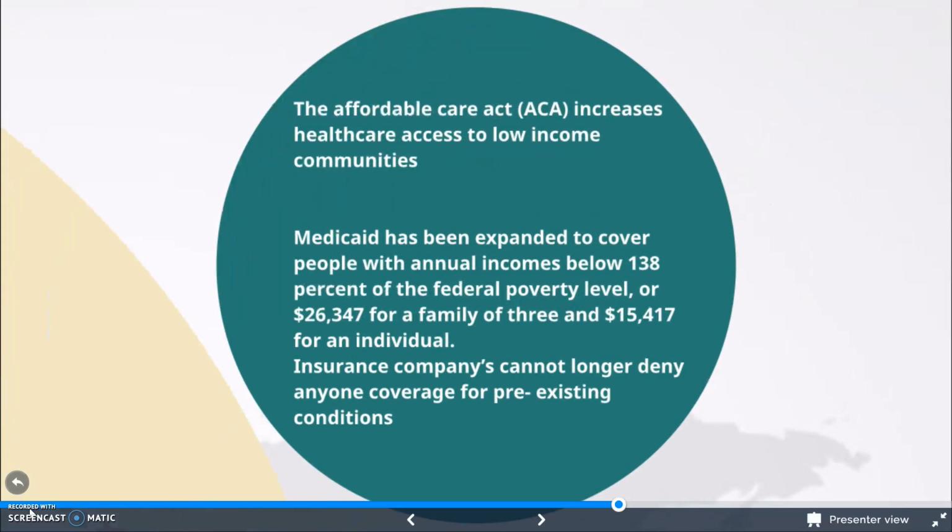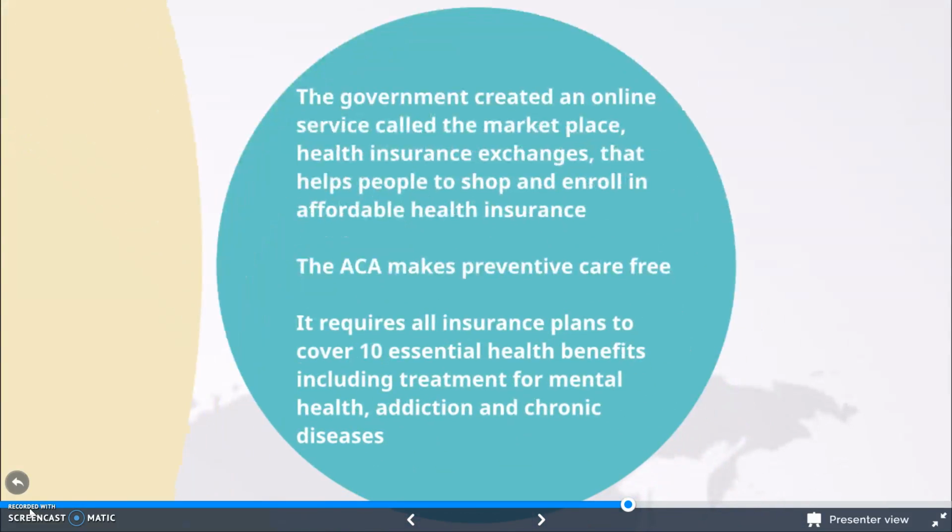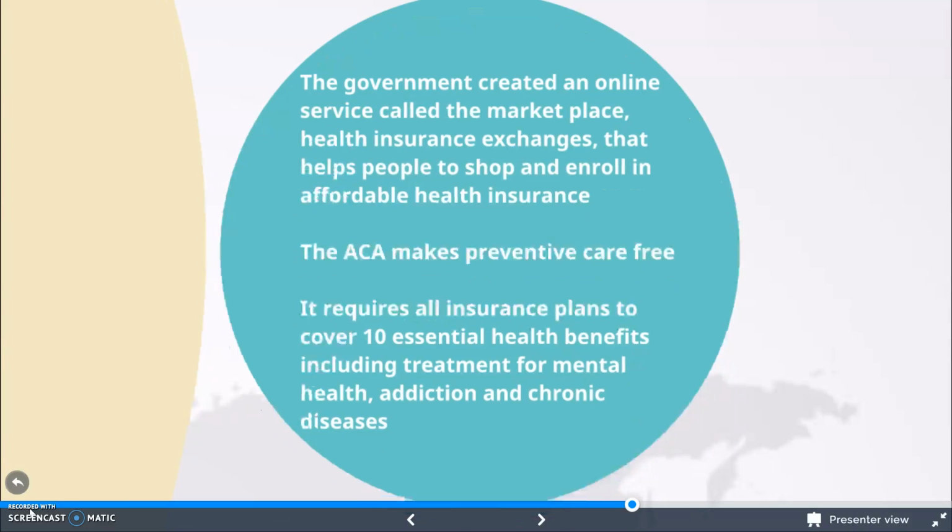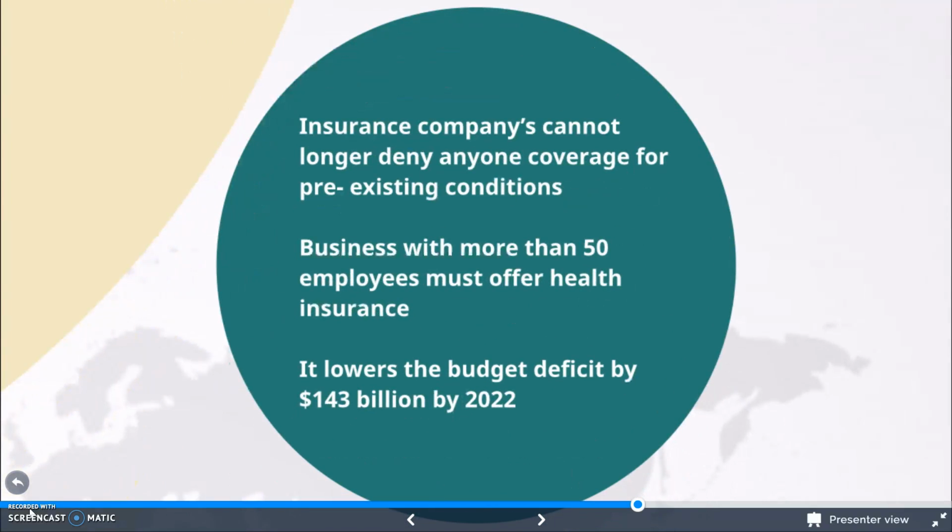Just going to go ahead and basically skim through these parts of the slides or these parts of the presentation. It is noted with this one that insurance companies can no longer deny anyone coverage for pre-existing conditions. Businesses with more than 50 employees must offer health insurance. It lowers the budget deficit by 143 billion by 2022, which is a lot of money.